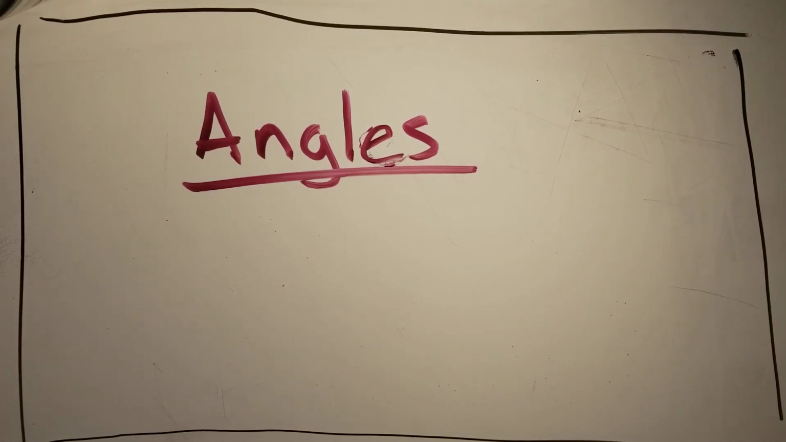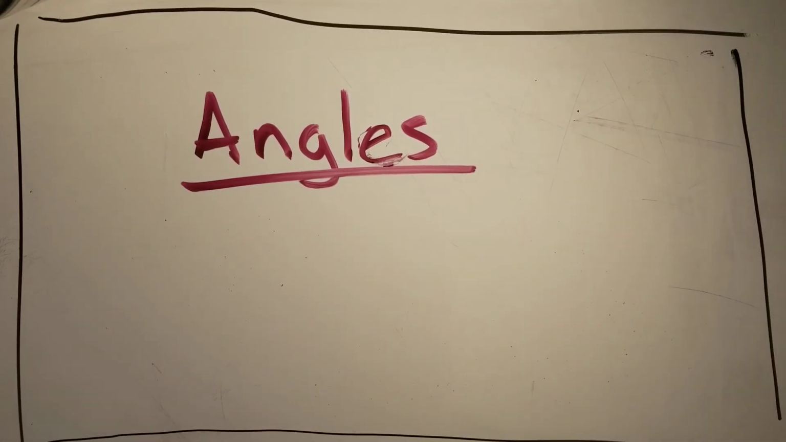Hey guys, so today we're going to talk about angles. In our last lesson we talked about what a point was, what a line was, what a line segment was, and what a ray was. Those are like your building blocks of geometry. So we're going to talk about angles, how we can use those building blocks to look at something that's really important in geometry.